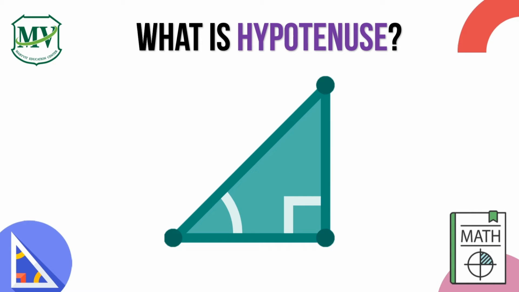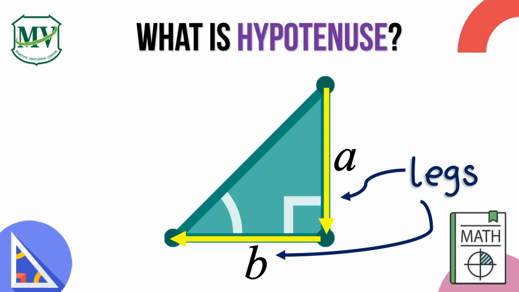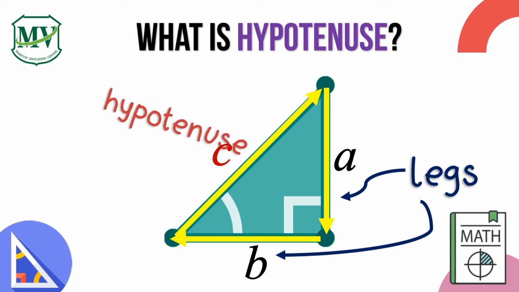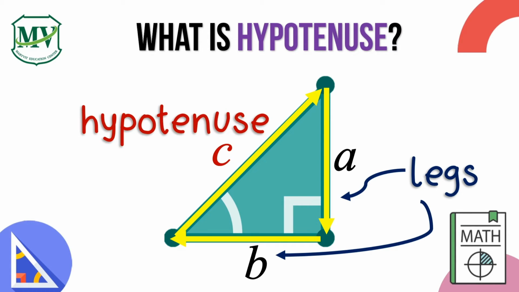We know that triangles have three sides. In a right triangle, this letter A and letter B are called legs, while the letter C is called the hypotenuse. Hypotenuse is the longest side. It is also the opposite side of the right angle in a right-angled triangle.